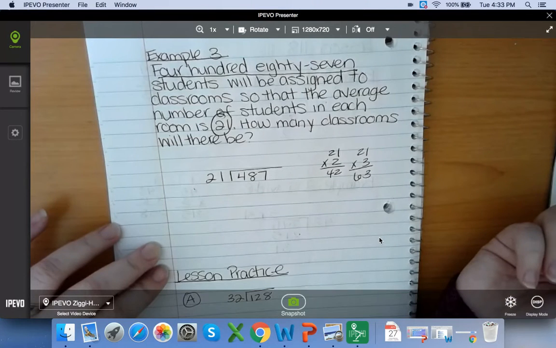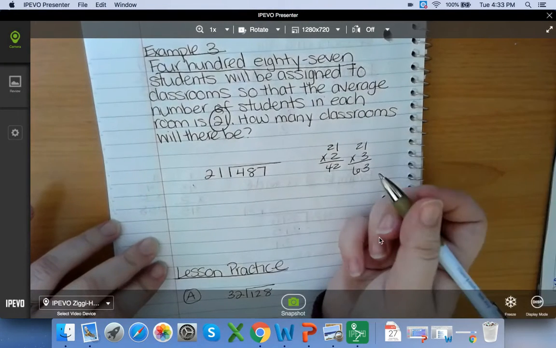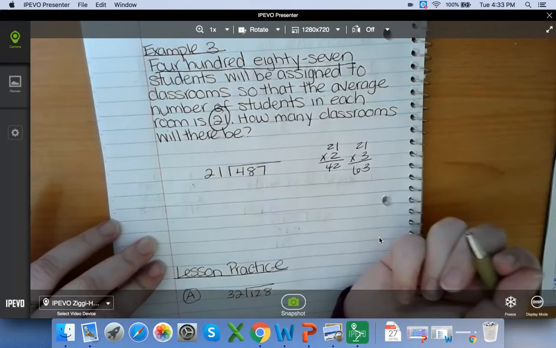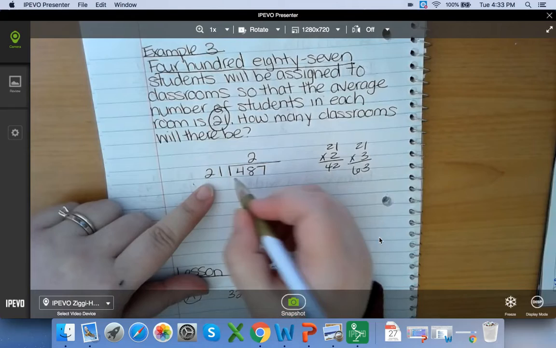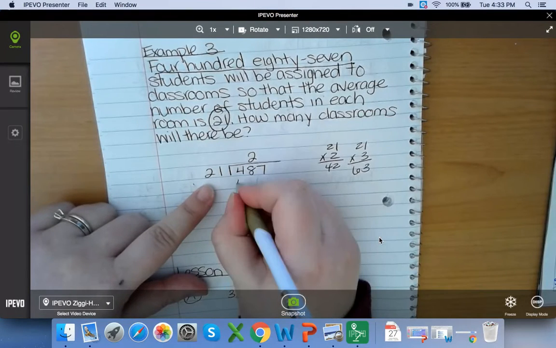All right, so now what I'm going to do, I know it's going to be 2. So I'm going to put 2 right here. So now I get 21 times 2. We already got it right here. That's 42.